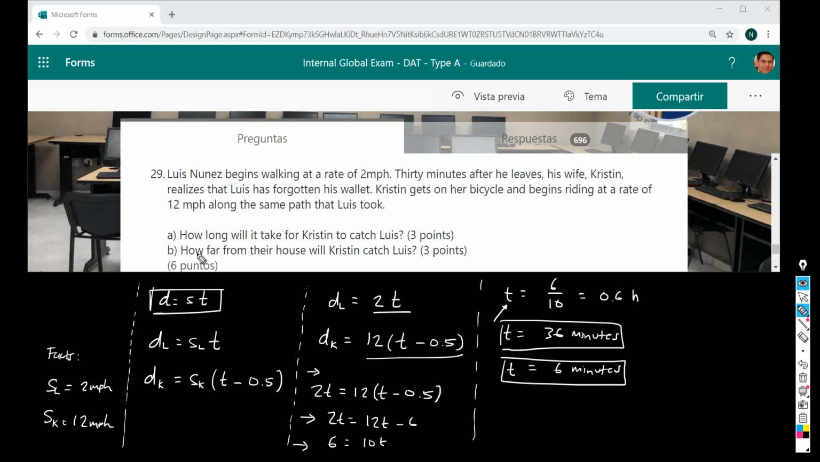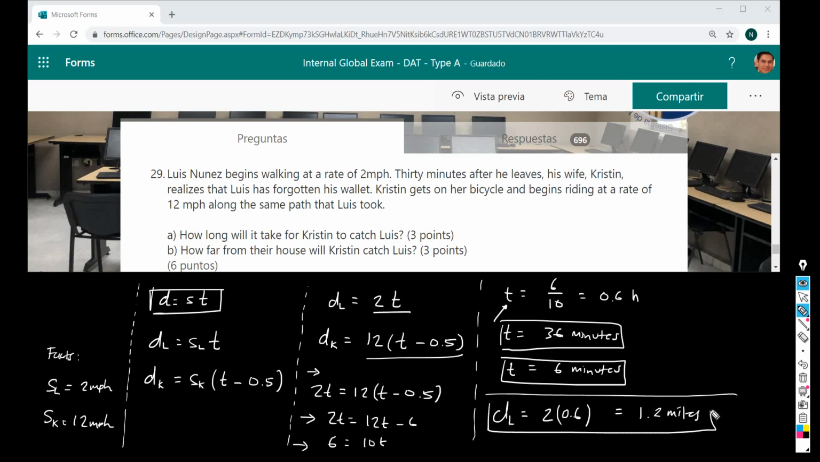And then finally, B, how far from their house will Christine catch Luis? Well, now what you have to do is put this value into, let's say, the equation for Luis. So the distance of Luis is equal to his speed times his time, which is 36 minutes. Well, I need to write it in hours, 0.6, and therefore this is going to be equal to 1.2 miles.